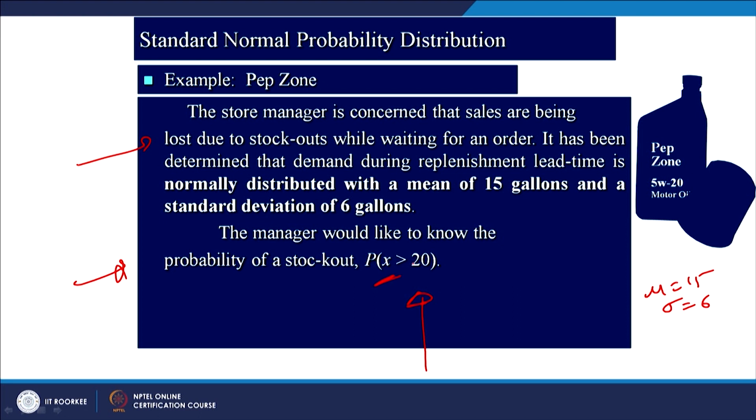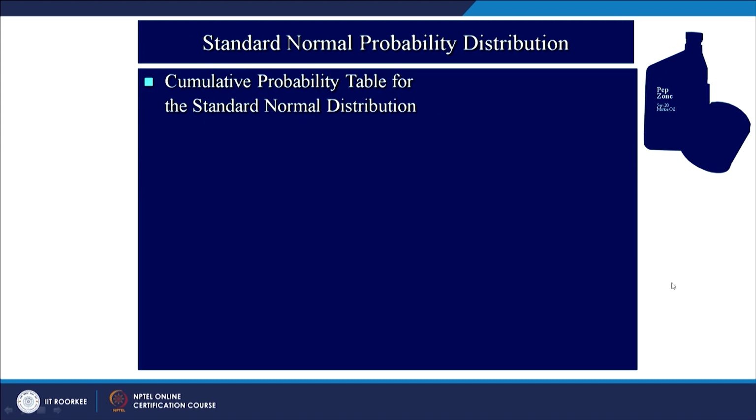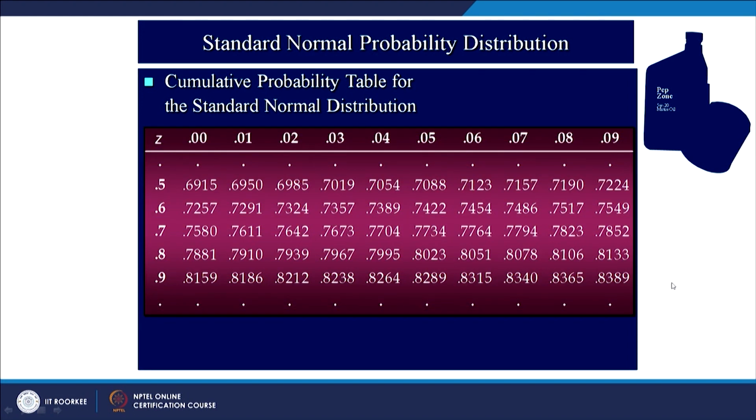It is very similar to what we have seen in one of the previous examples. So, first of all convert x into the standard normal distribution. This is how you should convert. So, z value is 0.83, right. So, find the area under the normal curve to the left of z, right. This is how you can look at the table.